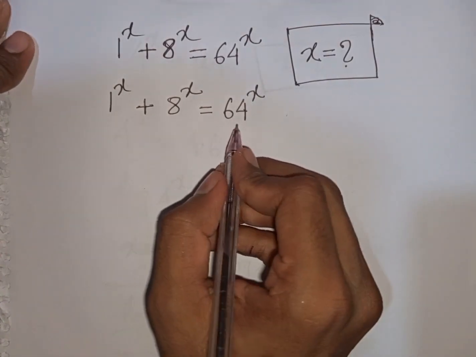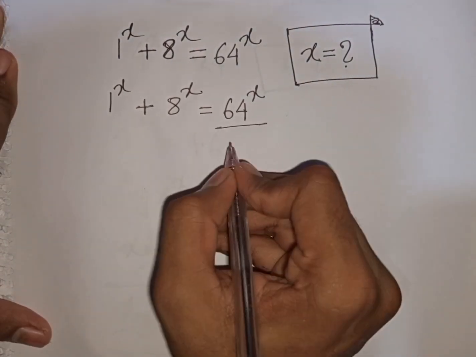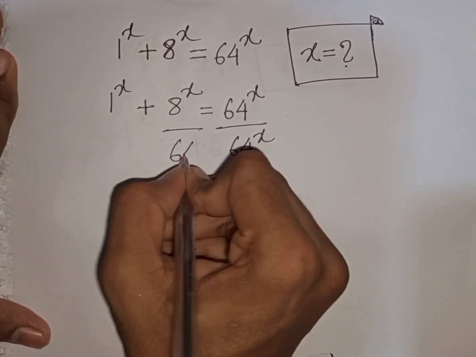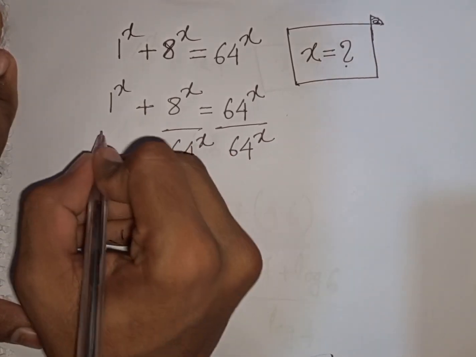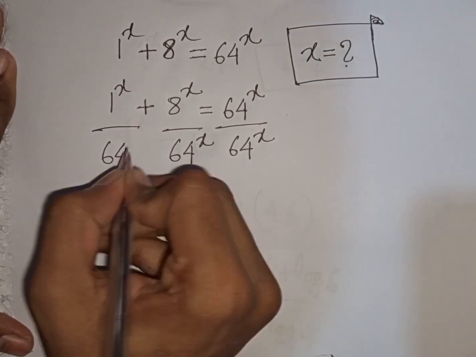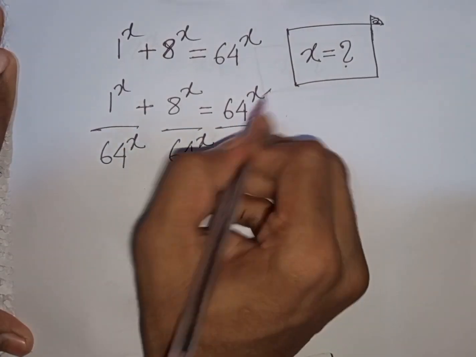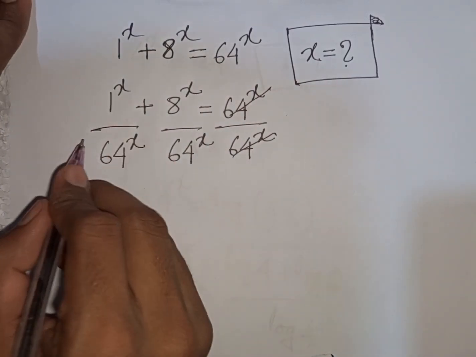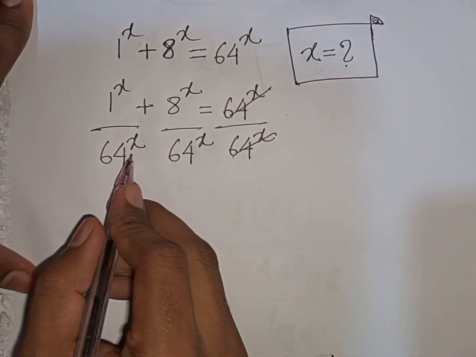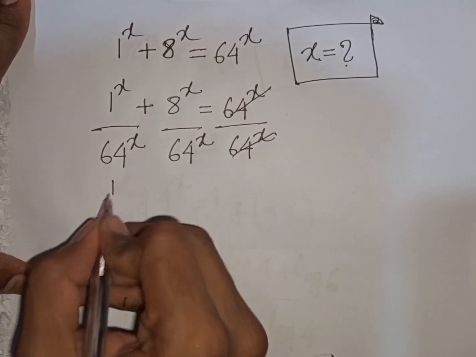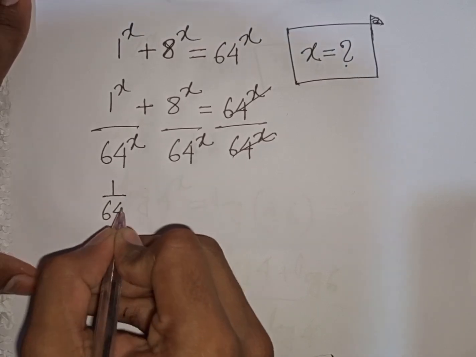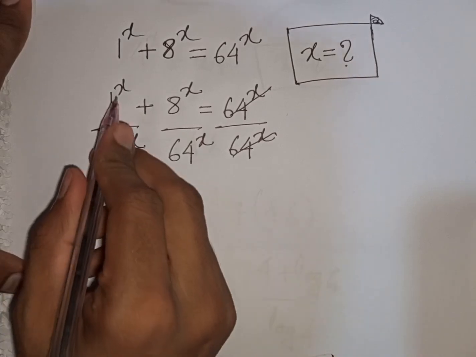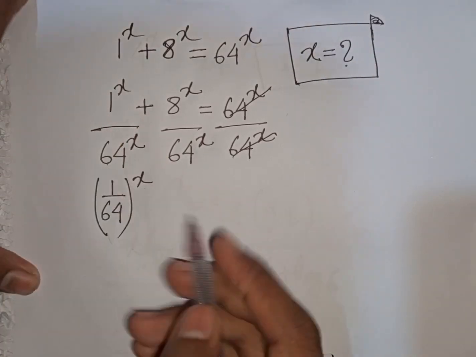Now, we divide by 64 power x on both sides. So, 64 power x divided by 64 power x cancels. Now, 1 power x over 64 power x can be written as 1 over 64, then bracket common power x, because x is the same power but the base is different.